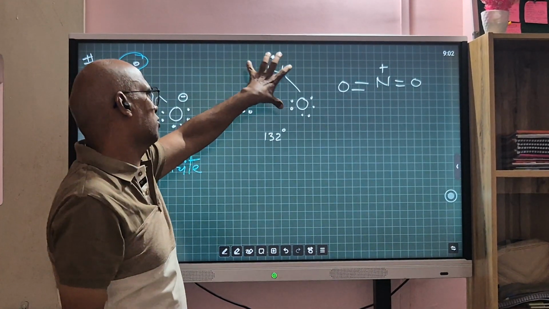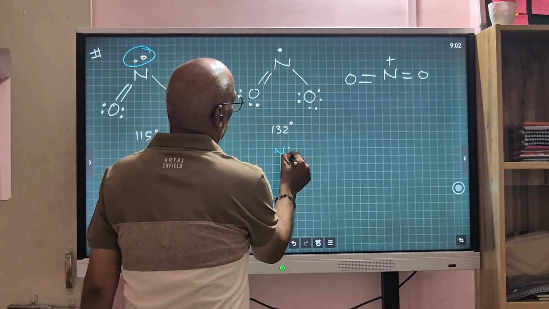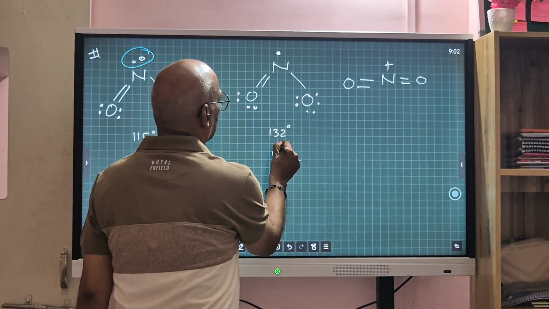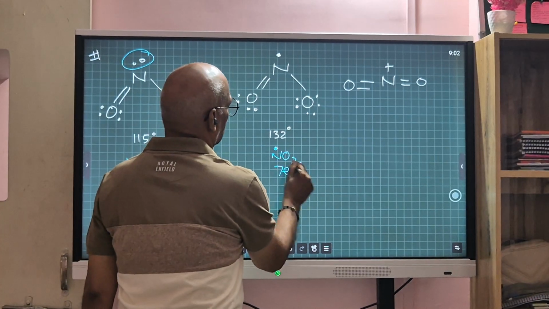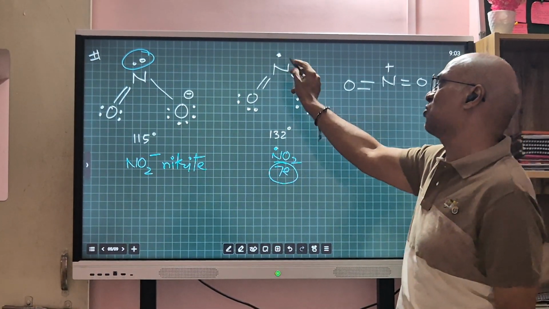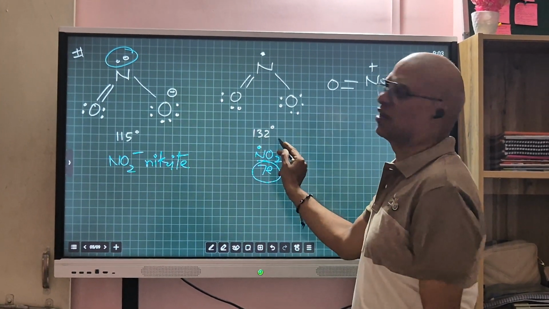Now this is the odd electron species, NO2, a 7 electron system. So in the Lewis structure, this is a lone pair, 7 electron system. Okay, so the repulsion of a single electron and the repulsion of a pair of electrons. Now you can see 115 and 132.